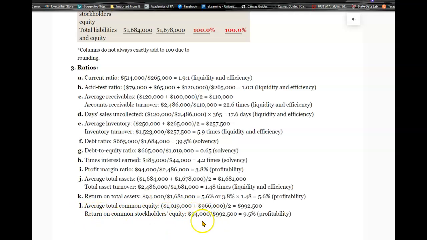So again, it's net income divided by the average total common equity. We calculated the average total common equity by taking the ending of both years, adding them together, dividing by 2. We come up with $992,500. And so that's what we're going to divide into the $94,000 of net income, come up with 9.5%. And so again, that's a return figure.